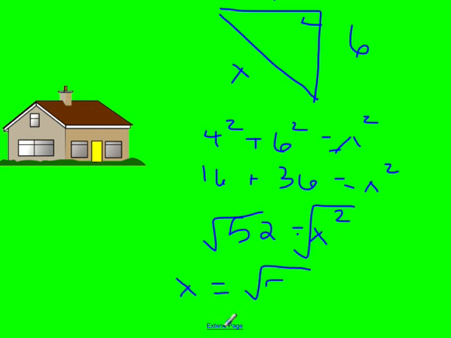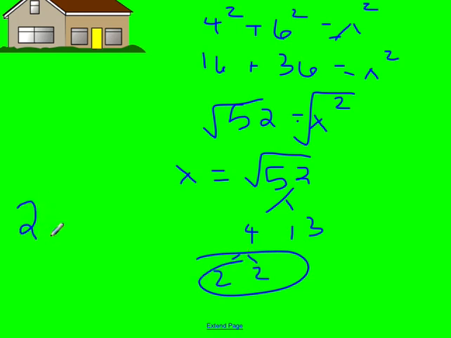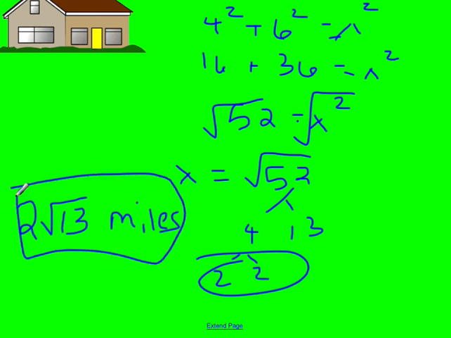So we need to try and simplify 52. Well, 52 is divisible by 4, so I get 4 and 13. And then 4 is going to be broken down into 2 and 2. So from 4, I can take out a pair of 2's, and left over is 13. Now, in the original problem, it was miles. So Mrs. Johnson is traveling 2 square root of 13 miles to get to school.